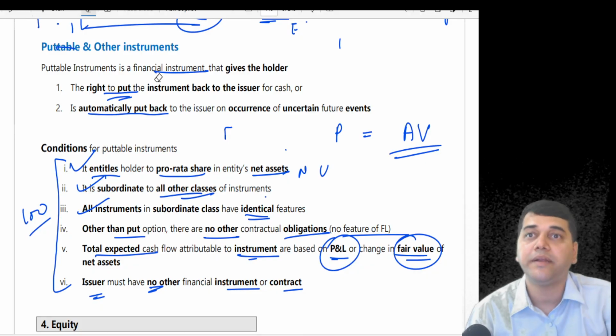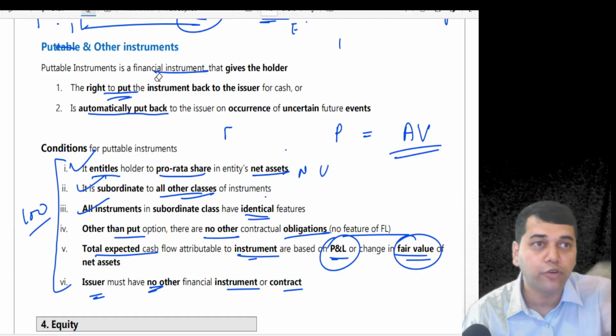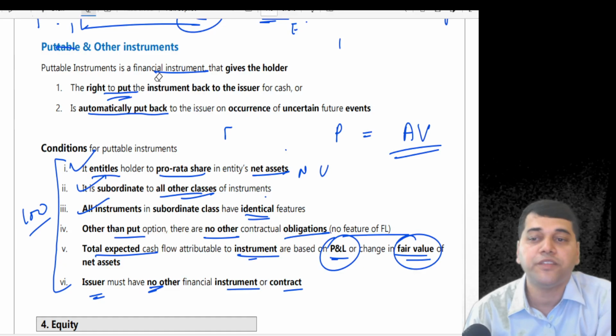Subordinate in terms of repayment or whatever claims. I told you preference, and preference is the superior one. So when you repay somebody, pay them first. This type of thing should not be there.